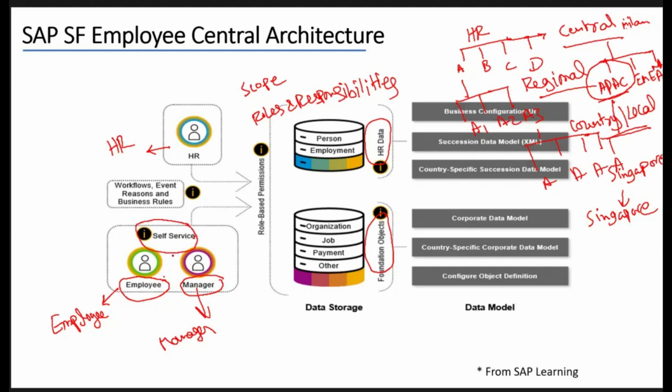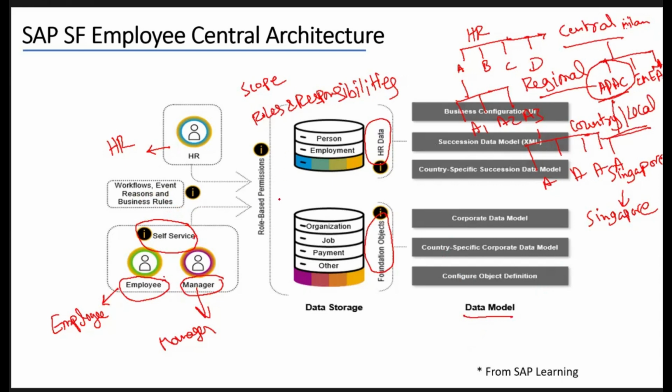And coming to workflows, event reasons, and business rules. The entire activities and tasks are automated with the help of workflows, event reasons, and business rules. SAP SuccessFactors has mostly automated all the HR tasks present in different HR processes through workflows, event reasons, and business rules. And lastly, the data model: data models are the ones which help to configure different objects in the back end, to access them in the front end, in the user interface of the application.